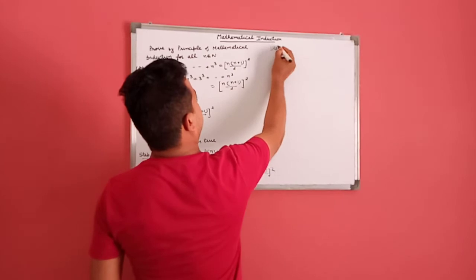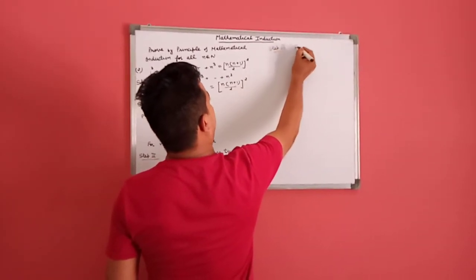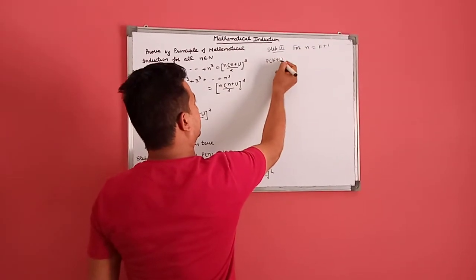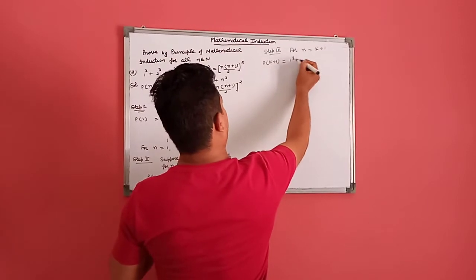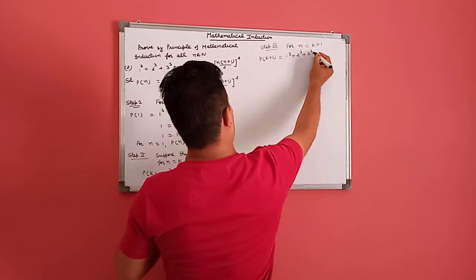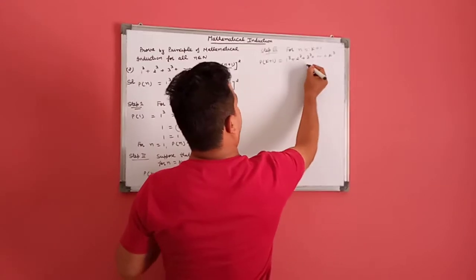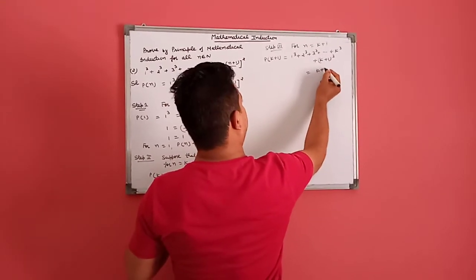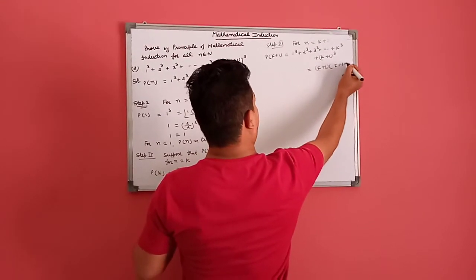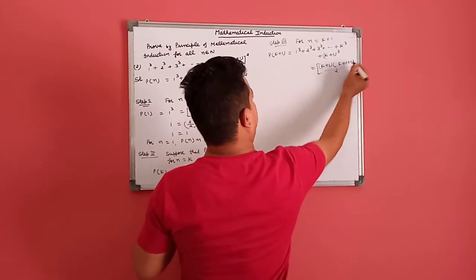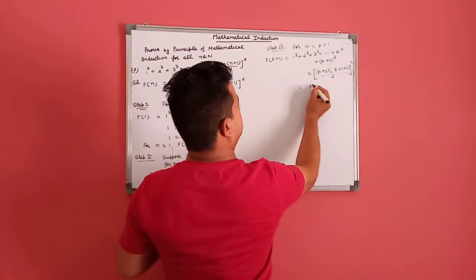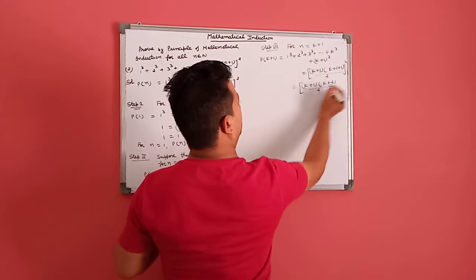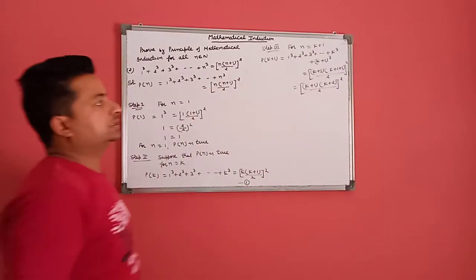In step 3, we put n is equal to k plus 1. This is the important one, k plus 1. This is 1 cube, 2 cube, 3 cube, up to k cube. In place of k, we write another term, that is k plus 1. And in the right hand side, we put k plus 1 in place of k. This means the right hand side is k plus 1, k plus 2 upon 2 whole square. This is step 3.